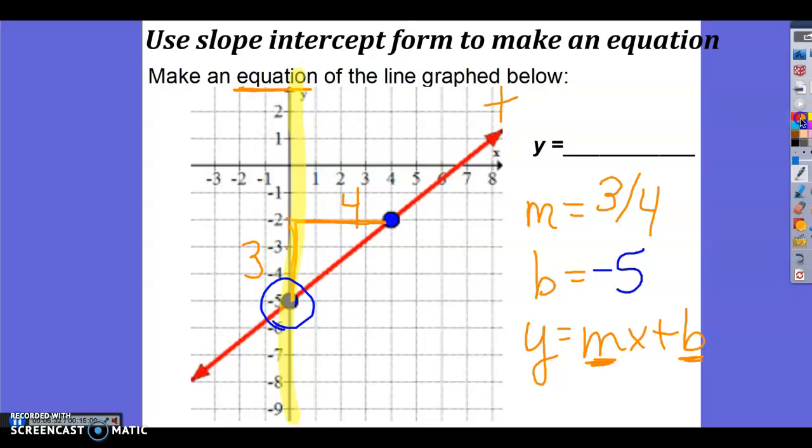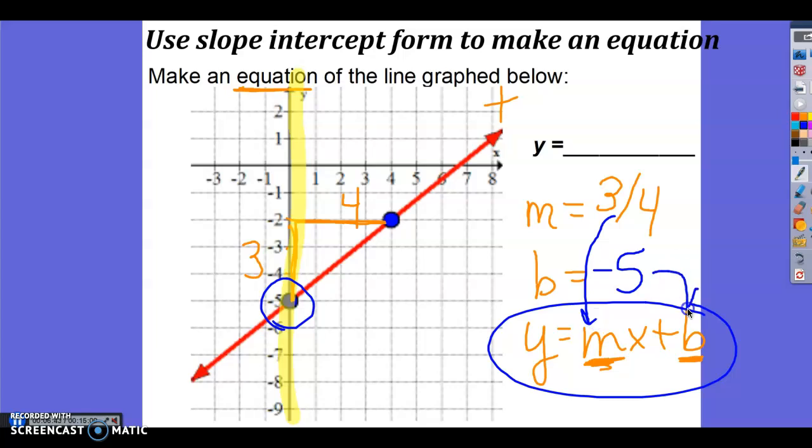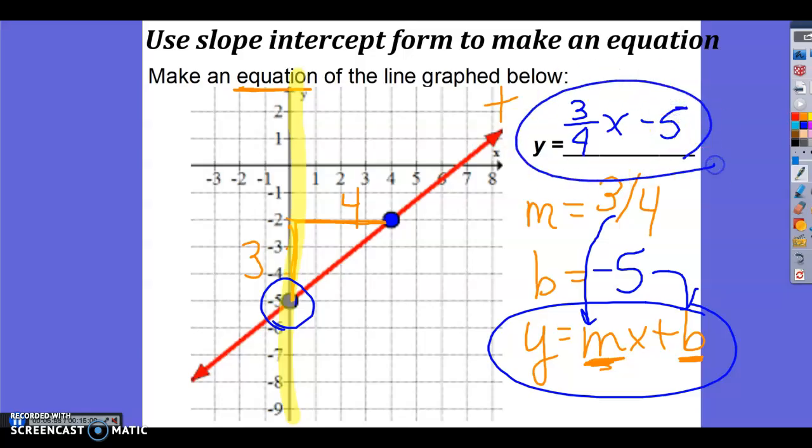So I'm going to put these numbers in for the m and the b in my equation y equals mx plus b. In place of m, I'm going to put in the 3/4, and in place of b, I'm going to put in my -5. So my final equation is y equals 3/4 x, and you can put plus -5 or -5. It all means the same thing. Let's try that a few more times.